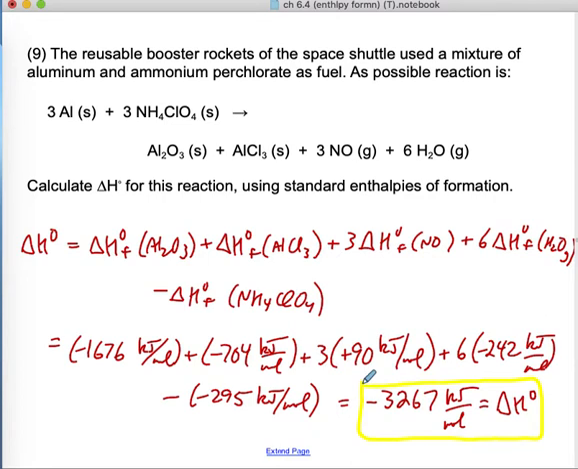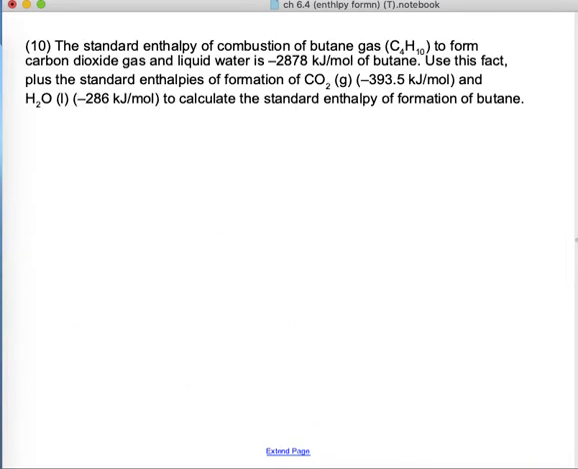Now, you may be asking yourself, where do standard enthalpies of formation come from? Well, if you cannot carry out the reaction in a calorimeter, then you can't measure the enthalpy change. You do it indirectly by calculation. I mentioned in an earlier video that measuring enthalpies of combustion is really easy, and in fact, that is where we get most standard enthalpies of formation, by burning stuff and measuring how much heat is given off. Here's an example of how that works. The standard enthalpy of combustion of butane gas to form carbon dioxide and liquid water is given there, per mole of butane. Use this fact plus the standard enthalpies of formation of the products to calculate the standard enthalpy of formation of butane.